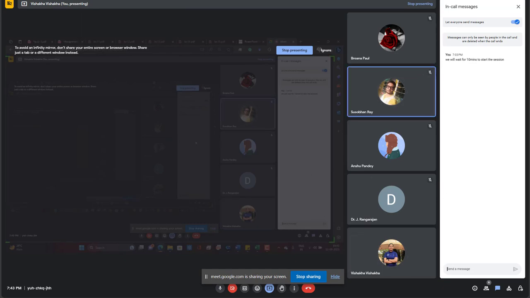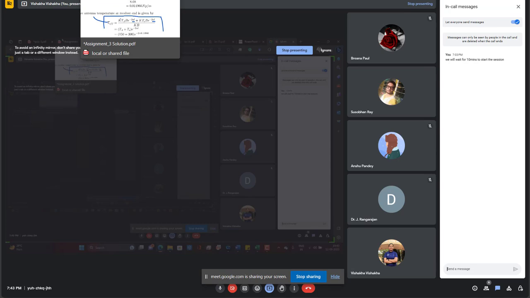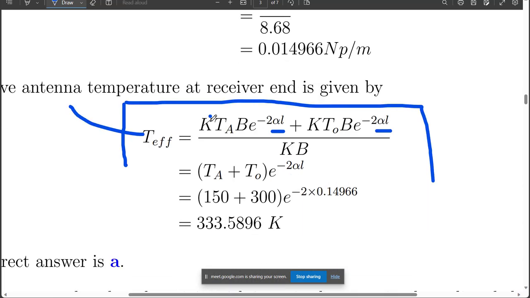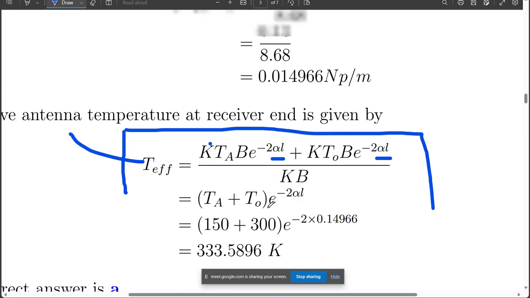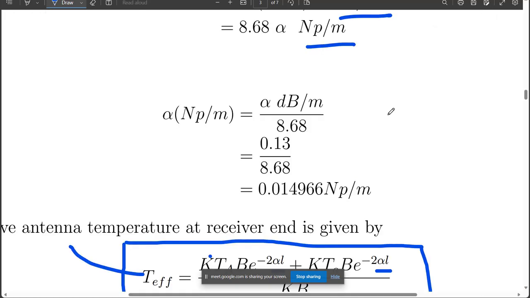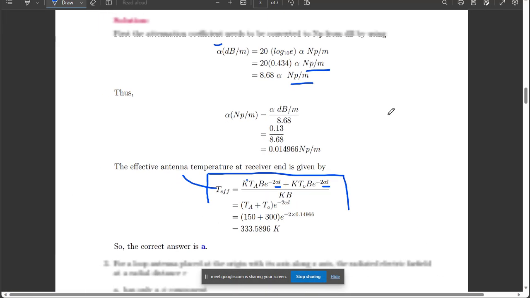Yes. Ma'am, it will be 333.36. 333, yes. 333.58 is the correct answer. But yes, you are correct. So option A is the correct answer. Right? Yes, very good, ma'am. Very good.